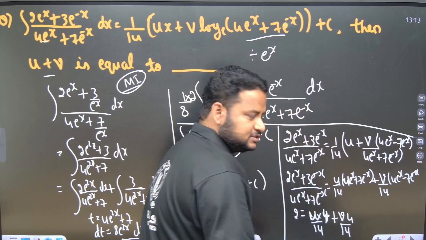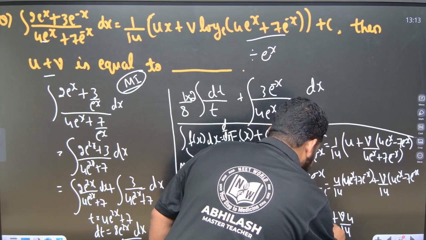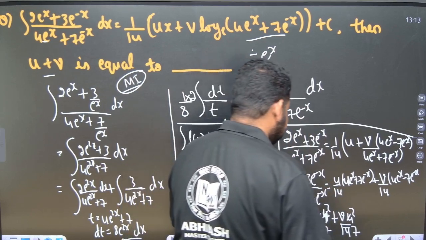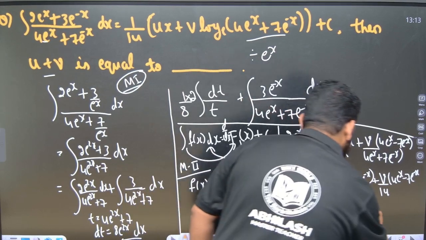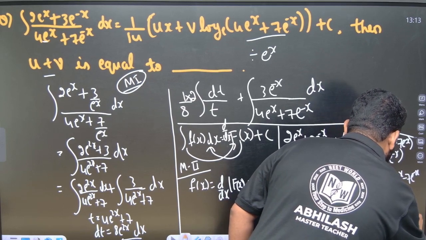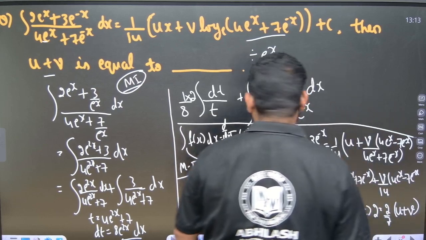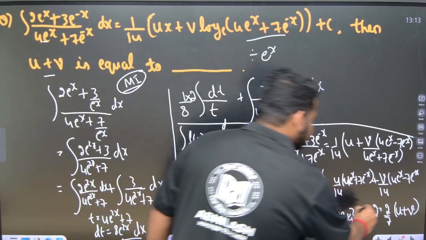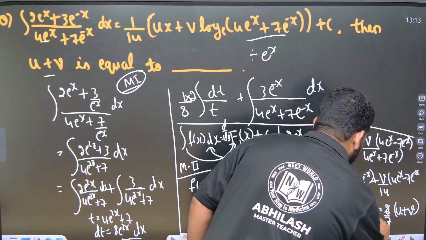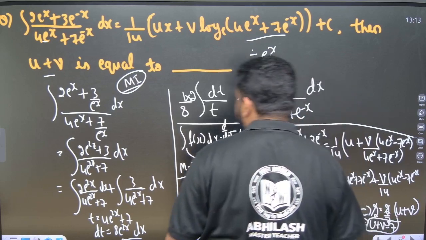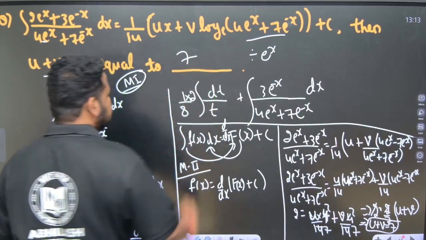So what can I make of this? 2 2s are 2, 7 2s are 14, so I have 2 by 7 into u plus v. This implies 2 is equal to 2 by 7 into u plus v. I actually want u plus v itself, so the 2s cancel. This implies u plus v will be equal to 7. I got the answer easily. That is, the answer is 7.